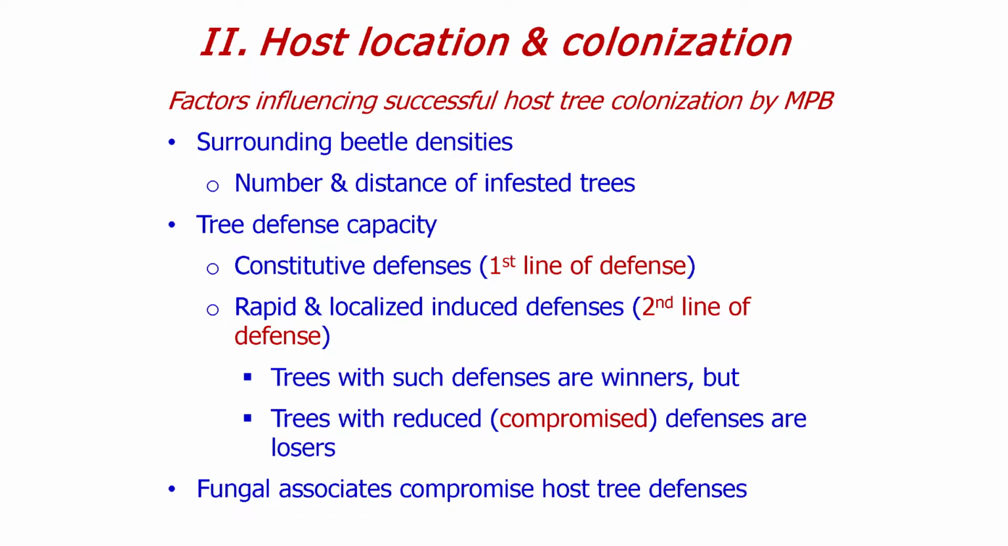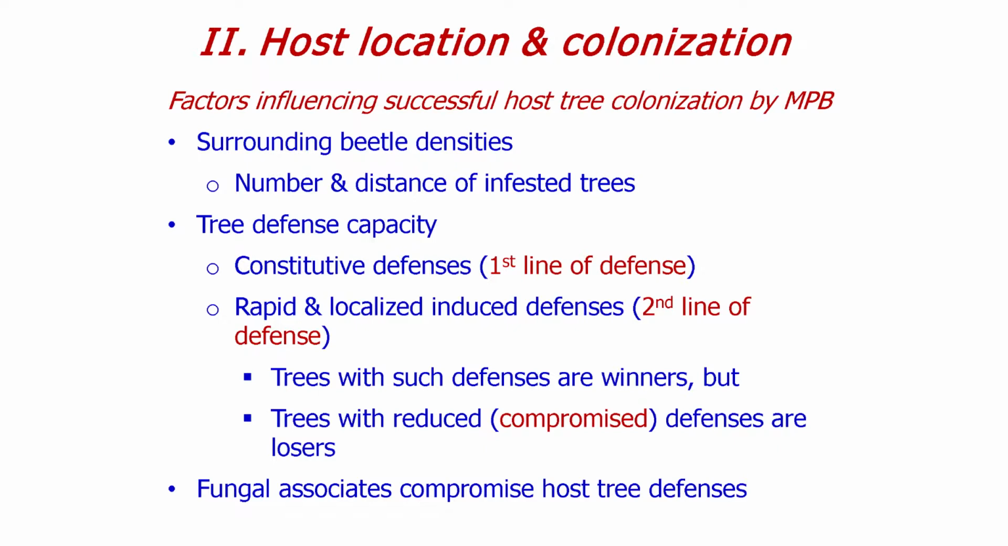First of all, the surrounding beetle densities. This is really important, as are the number and distance of infested trees. Then there is the tree's defensive capacity, especially constitutive defenses, which we call the first line of defense. We also have the second line of defense, rapid and localized induced defenses. When the beetles attack, the tree tries to contain the attacks, and the rapid speed of the response is really, really important. Trees with such defenses are winners. Trees with compromised defenses usually fail.